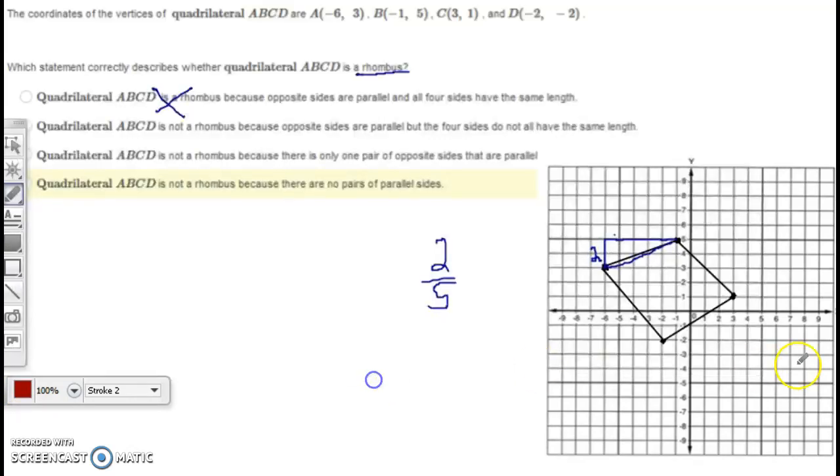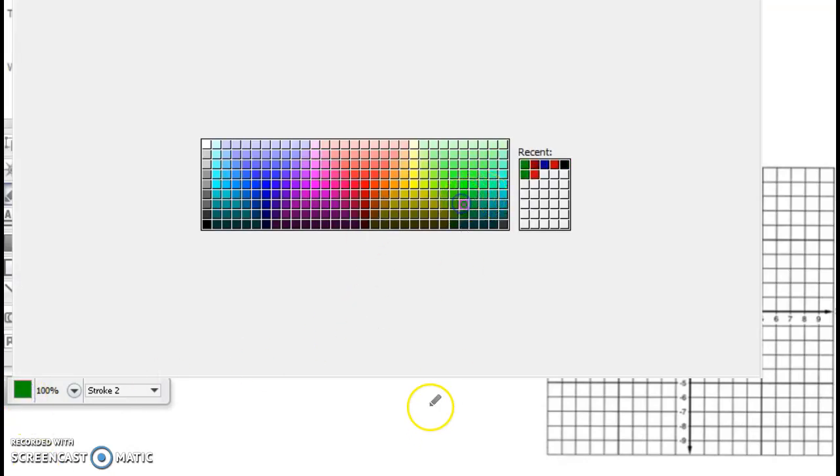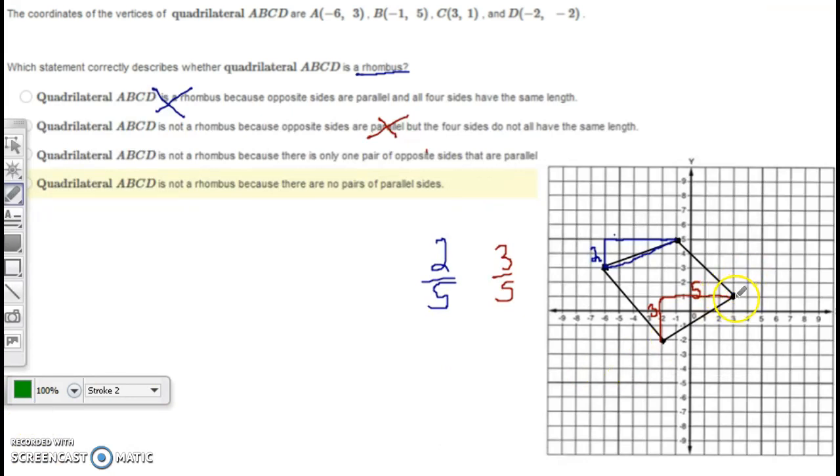And then I'm going to go to the opposite slope. And again, I'm going to do rise over run. And that's 3 over 5. So those opposite ones are not parallel. They're not the same. So we can't say that they are parallel. All right. The next one says the quadrilateral is not a rhombus because there is only one pair of opposite sides that are parallel. So I guess we need to check to see if the other pair of opposite sides are parallel. It's not looking good, but we'll check anyway.